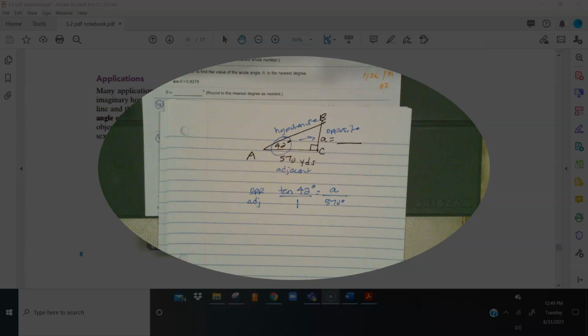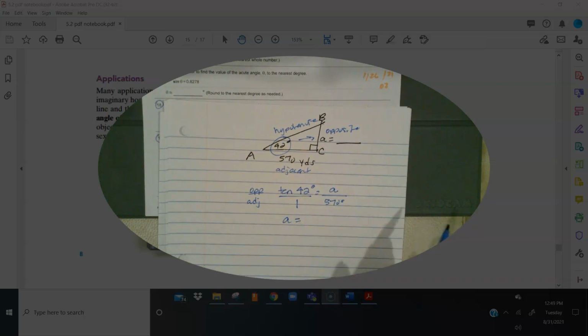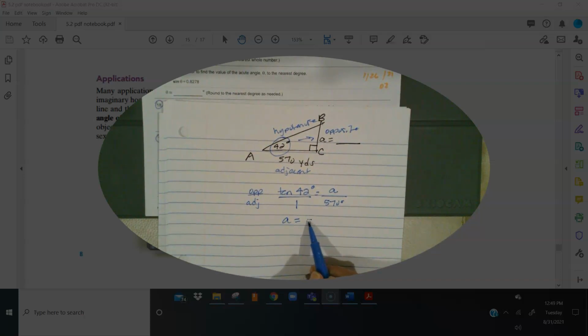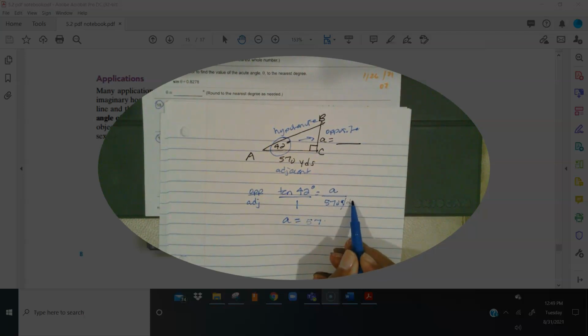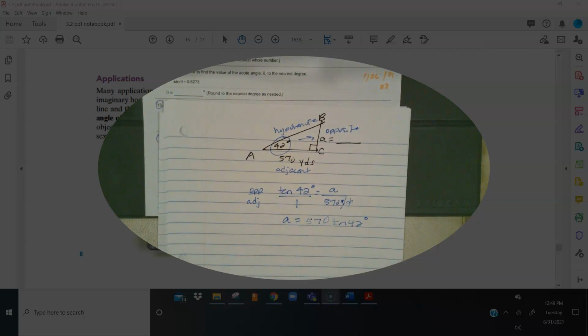In order to solve this, cross multiply. 1 times A is A. Don't type anything in your calculator yet. Go ahead and write down your step. This is 570 yards. We'll just do 570 times the tan of 42 degrees. Now you're ready to grab your calculator.